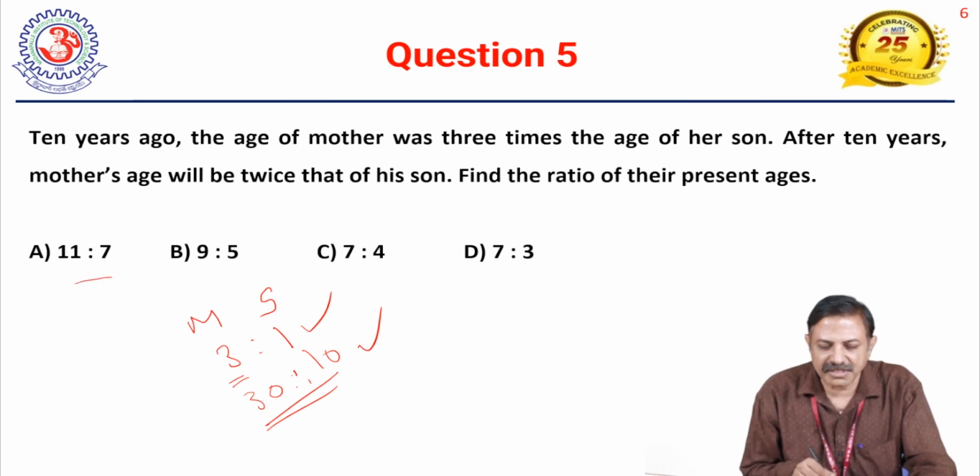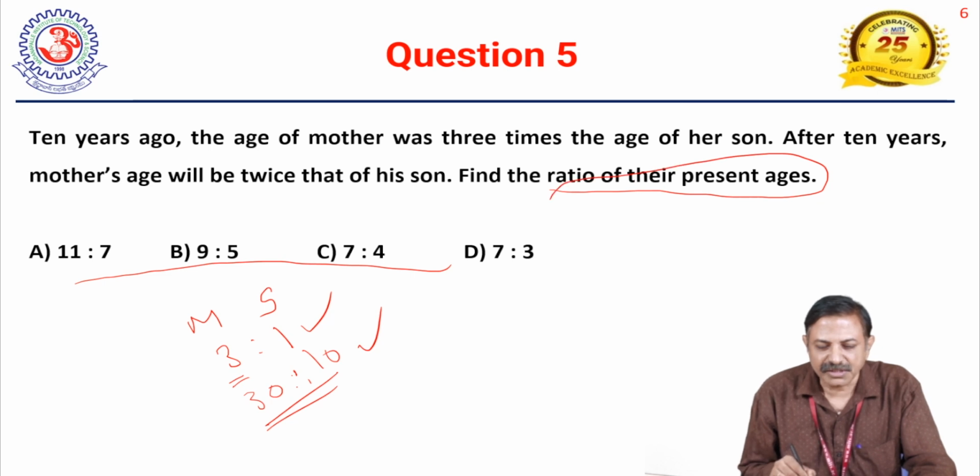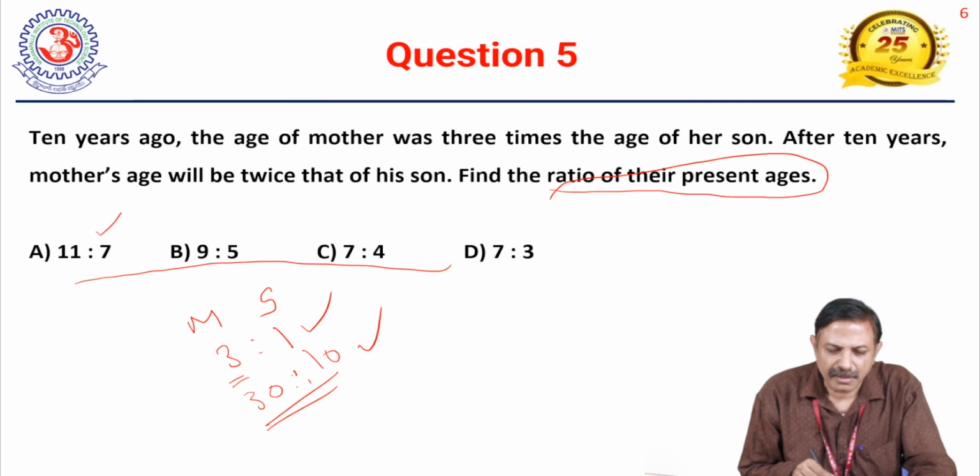So what are these options which we are looking? Present ages of mother and son. Let me go directly to the first option. Suppose mother is 11 is to 7, according to me, if mother is 110 years, son will be 70. Mother is 110 means son will be 70, because this is a ratio; the zeros cancel and we get 11 is to 7. Mother is 90 in option B, son will be 50. Suppose first option, 11 is to 7: mother is 110, son is 70.